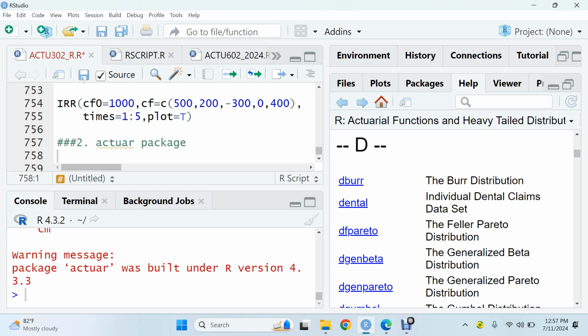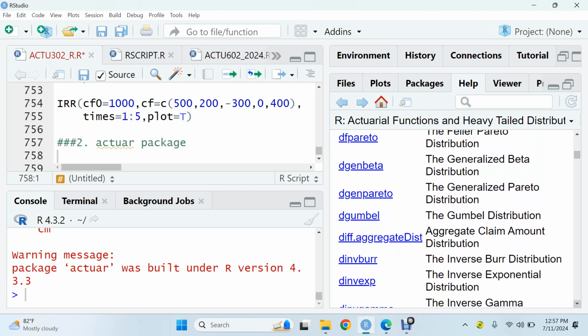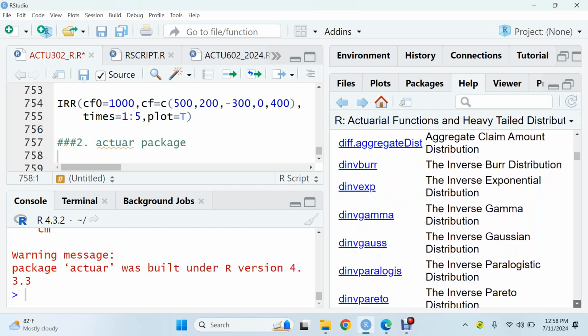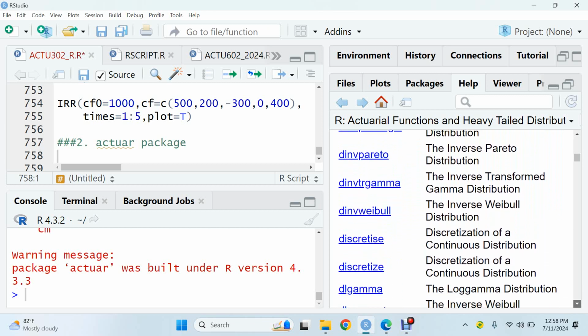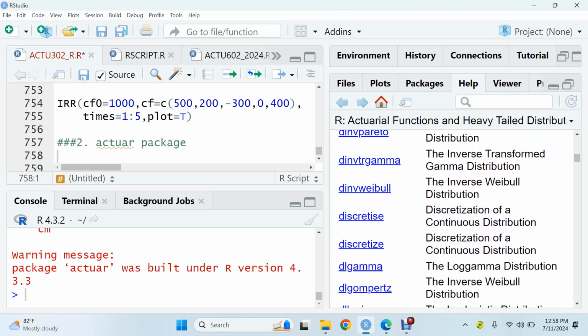Okay, all right. And these are just distributions. So the Feller Pareto distribution, dental is just claims data. Okay. So these are some of the data sets you can also use for, let's say, your projects, because these are real data sets with references. Okay. So yeah, and then inverses of the distribution. This is also a good thing.